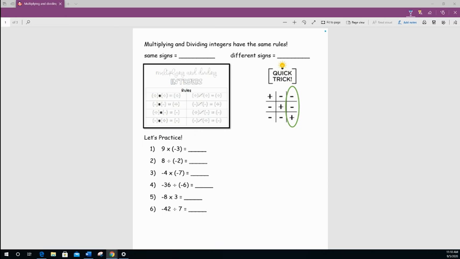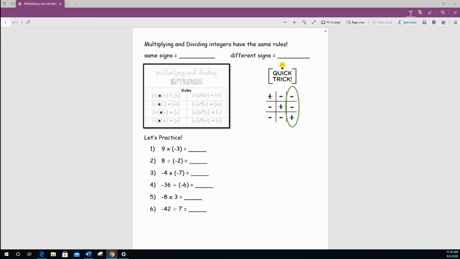All right, ladies and gentlemen, in this video, I'm going to go over how to multiply and divide integers. Now, the beautiful thing about multiplying and dividing integers is that they have the same exact rules. So there are only two rules, so that's the nice thing about this.